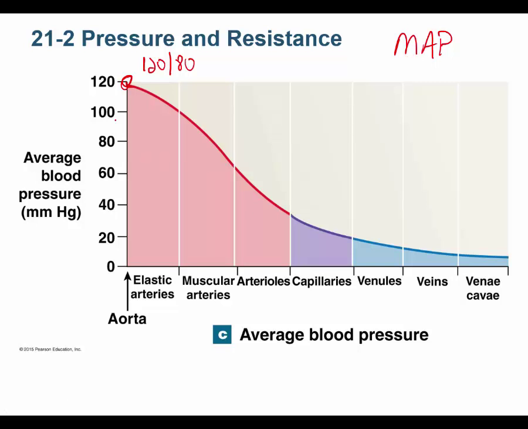So you can see the aorta has a higher pressure. And as you go down towards the capillaries, your pressure gets lower and lower. Now, how come these capillaries aren't the lowest pressure? Well, because less than half of them are open at any given time. That's why the venules and veins and vena cava are even lower pressure than the capillaries. If all the capillaries were open, they would be the lowest pressure, but not all of them are open.